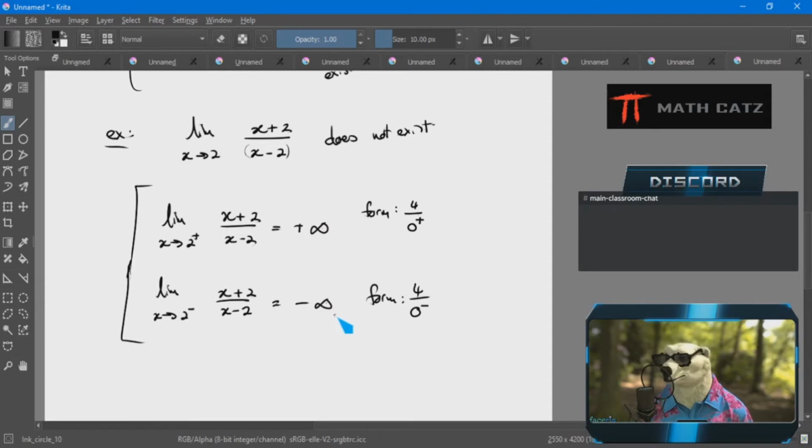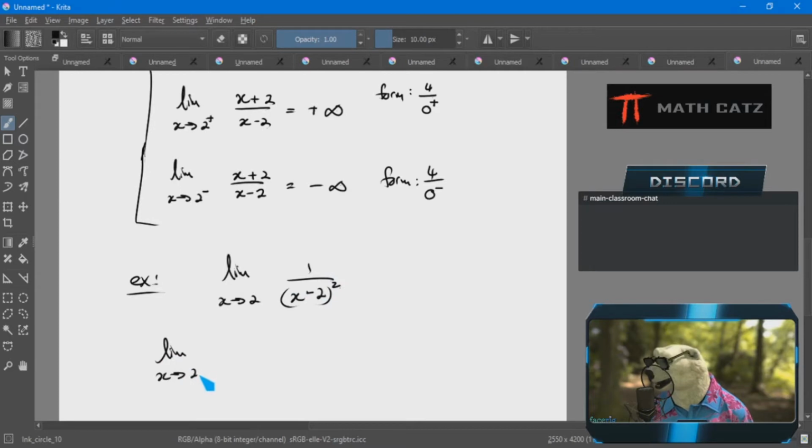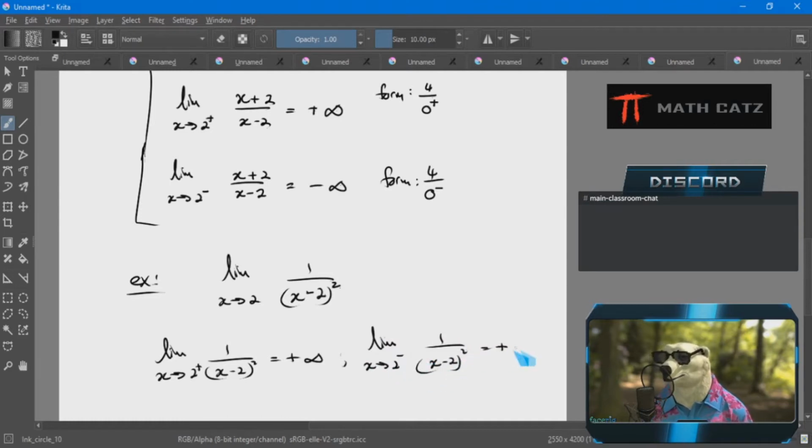They're not matching. But if I had, I know I'm going over time, but we need to paint the picture as clearly as possible. If I had something like this, then on either side, I'll write it out. You can convince yourself. This guy is always going to be positive. This guy, if I approach from the other side, because of the square, it's also positive.